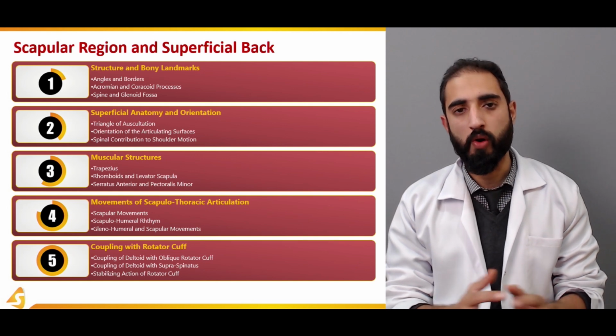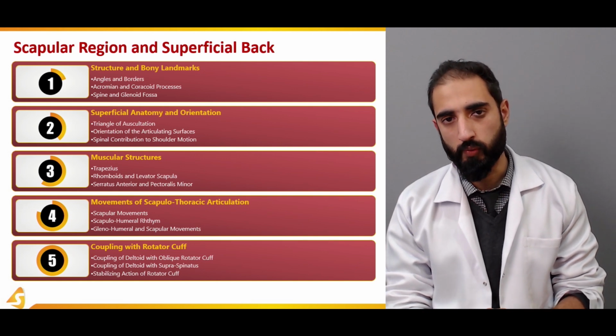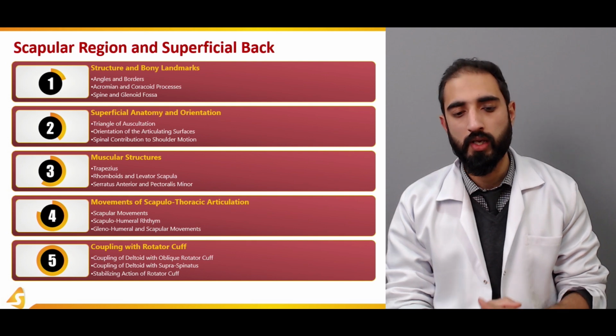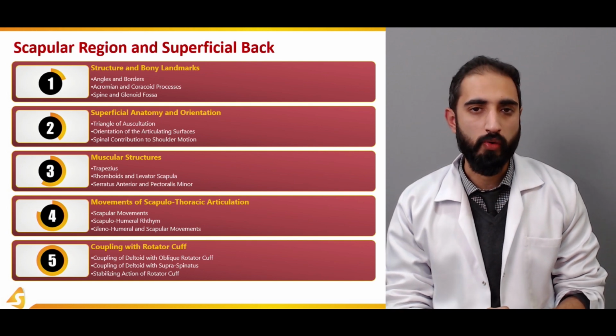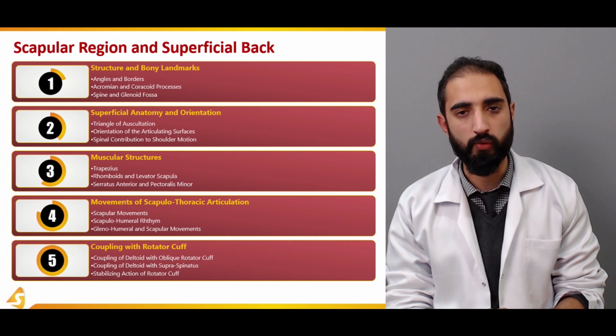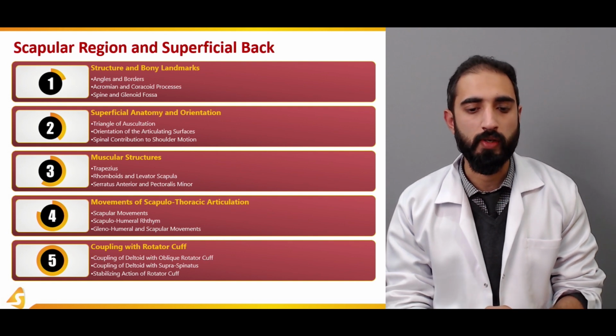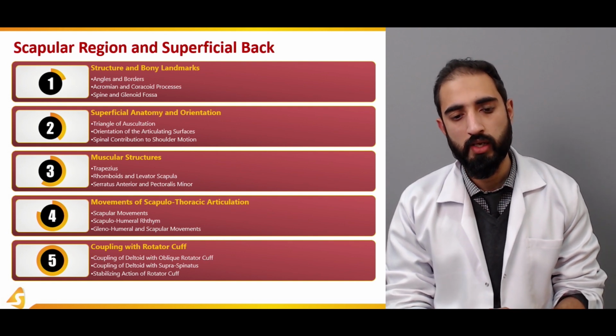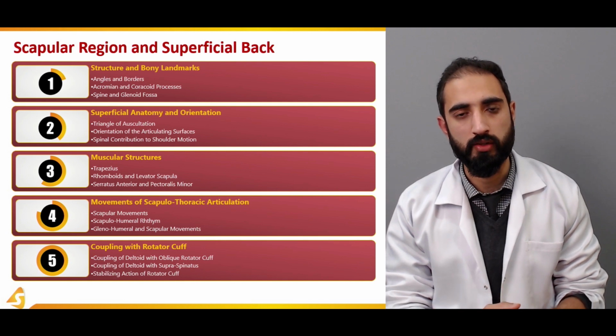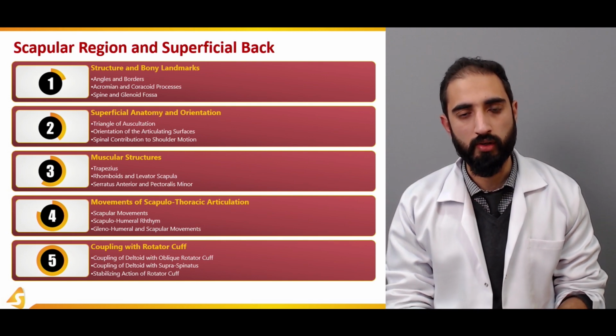At the end, we're going to talk about the coupling of the rotator cuff muscles with the muscles of the scapula, in which we're going to talk about the coupling of deltoid with the oblique rotator cuff. We're also going to talk about the coupling of the deltoid with supraspinatus, and also the stabilizing action of the rotator cuff.